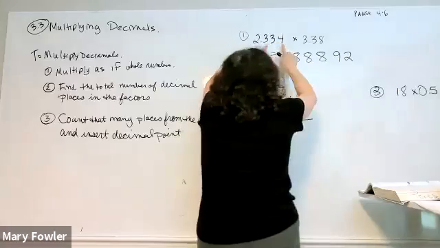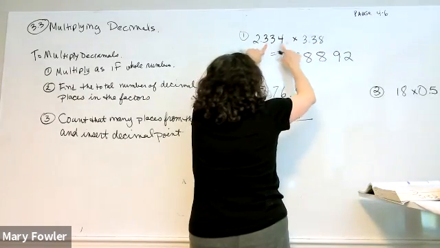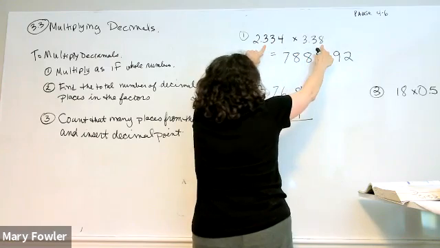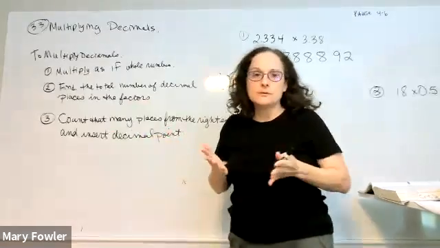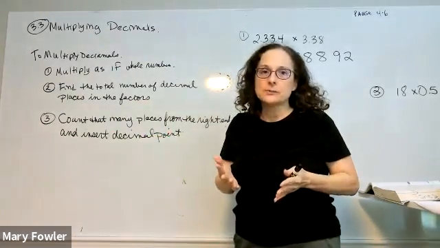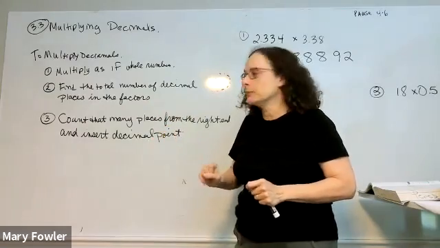There's an example here. Find the decimal places in one number and then add it to the other number. So there's 3 decimal places here and 2 decimal places here. So you're going to add up the total number of decimal places in the factors in the problem, and then just insert that decimal point.